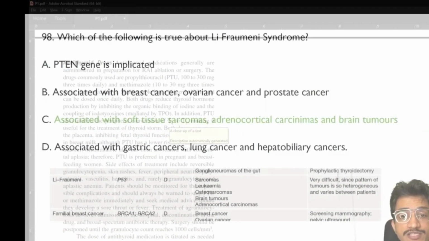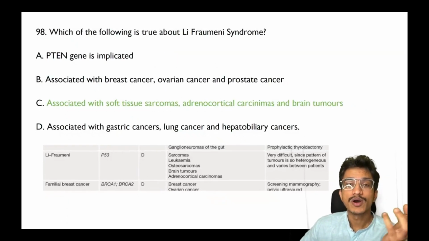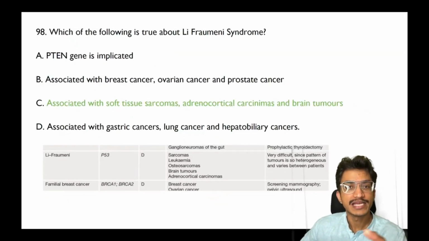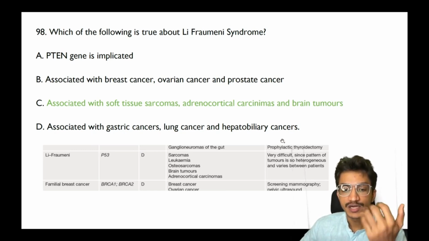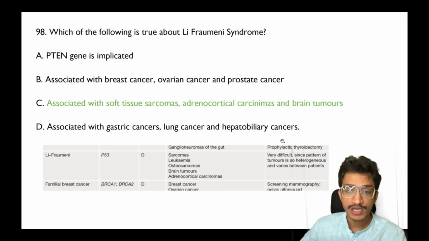So starting with the first question, that is regarding which is true about Li-Fraumeni syndrome, and the 3 common cancers are given. So the answer here is that it is associated with soft tissue sarcomas, adrenocortical carcinomas and brain tumors. So this is directly taken from the table in Bailey. So in this the answer is C.